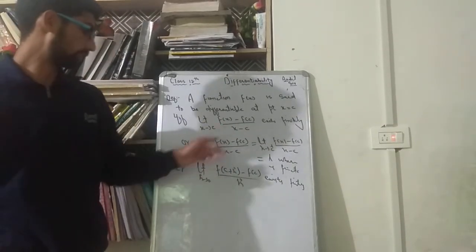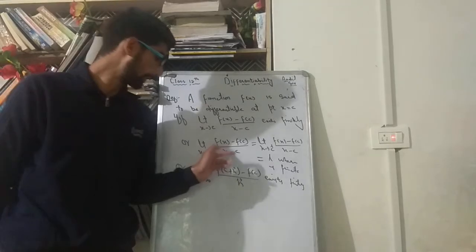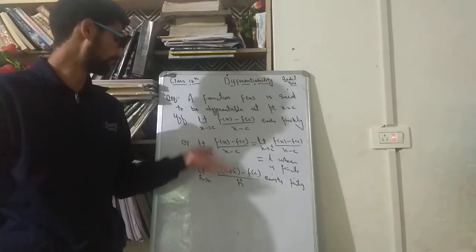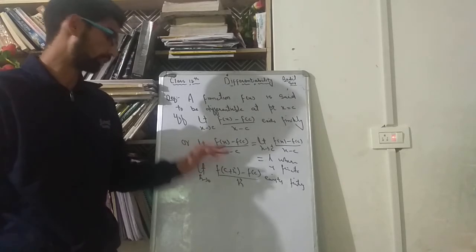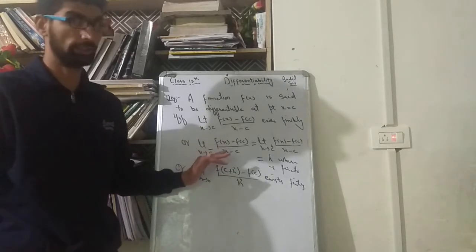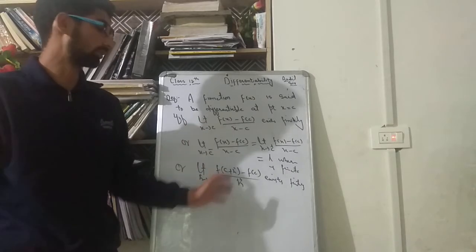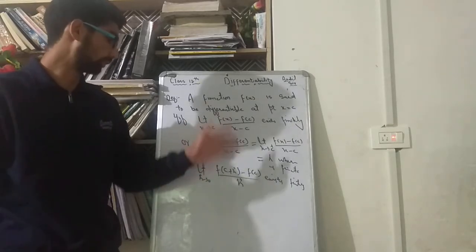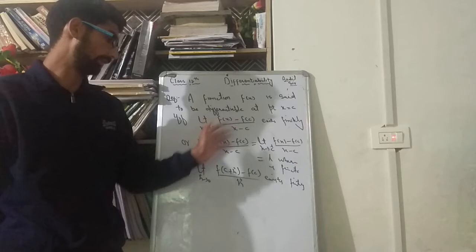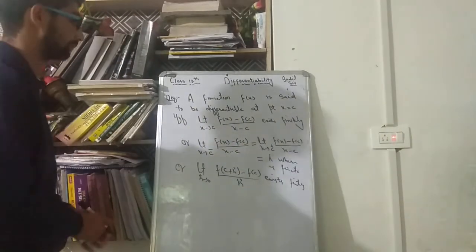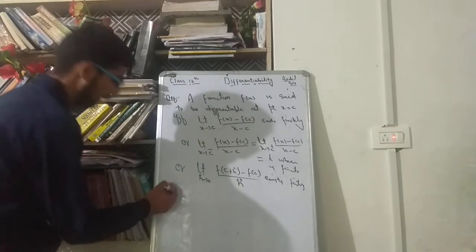Similarly, you can follow the same procedure with the limit x tends to c negative, and with x tends to c positive. Here we know how c negative becomes h tends to 0 positive. You will get the same thing there, and the limit exists finitely.